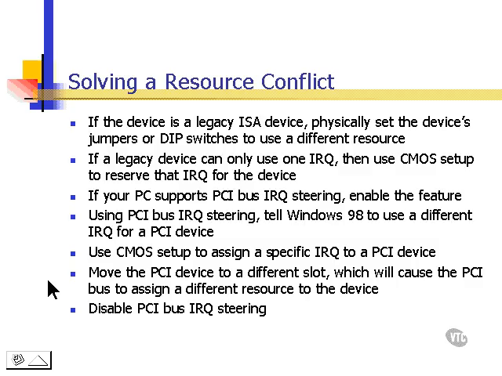We could even move the PCI device physically to a different slot. This would cause the PCI bus to assign a different resource to the device. And finally, if the PCI bus IRQ steering is not working and is in fact creating a conflict, then we could disable the PCI bus IRQ steering.